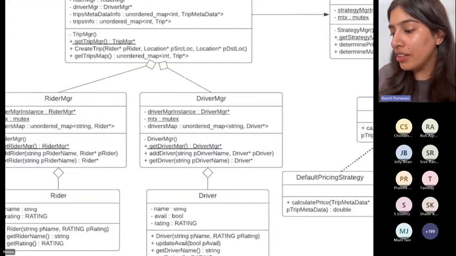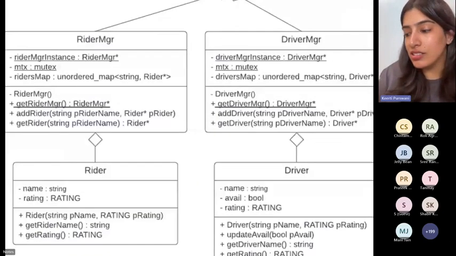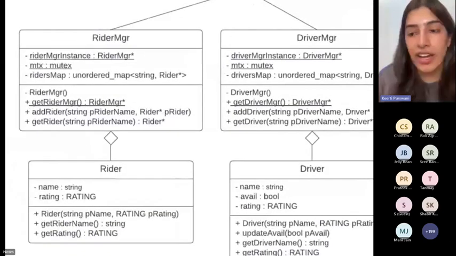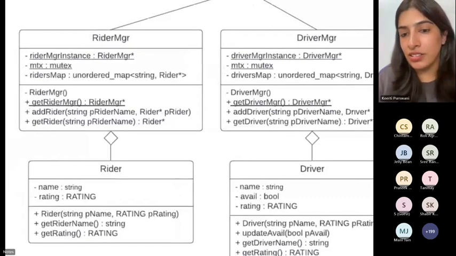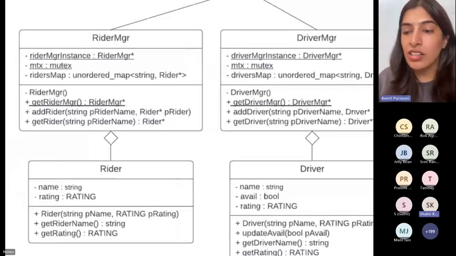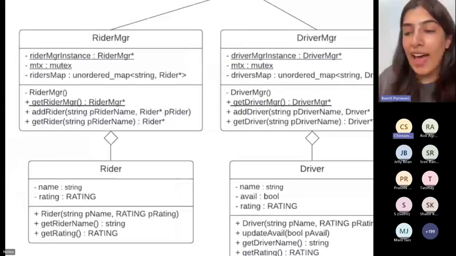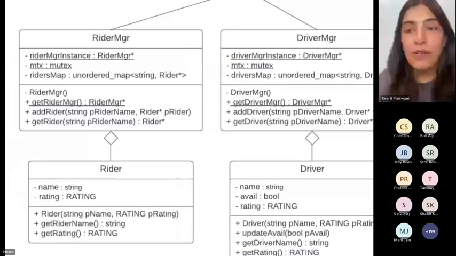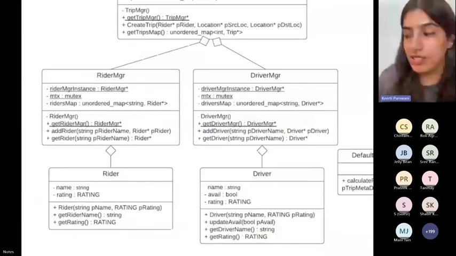Now who will tell me what is the relationship between rider manager and rider over here? What does this arrow mean? Association. Aggregation. So it means that rider manager has an instance of rider, but rider can exist without rider manager. That is how I have done this, right?